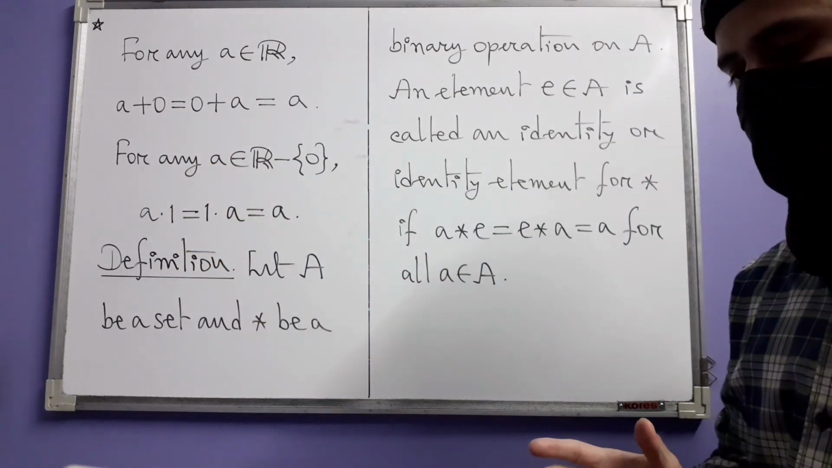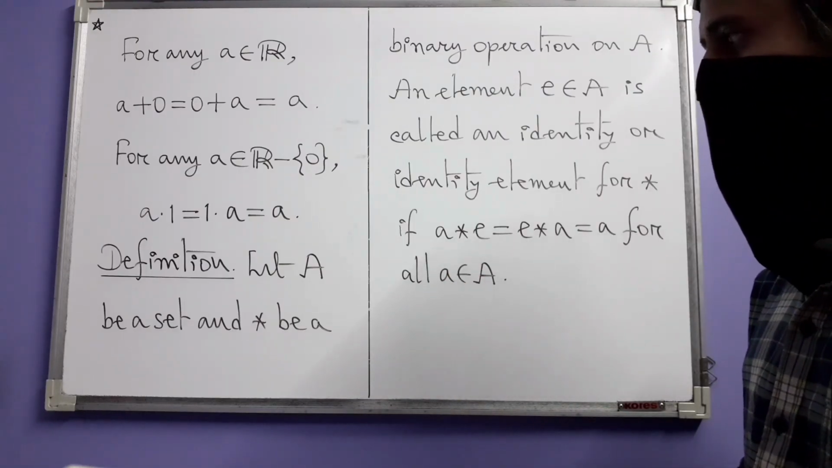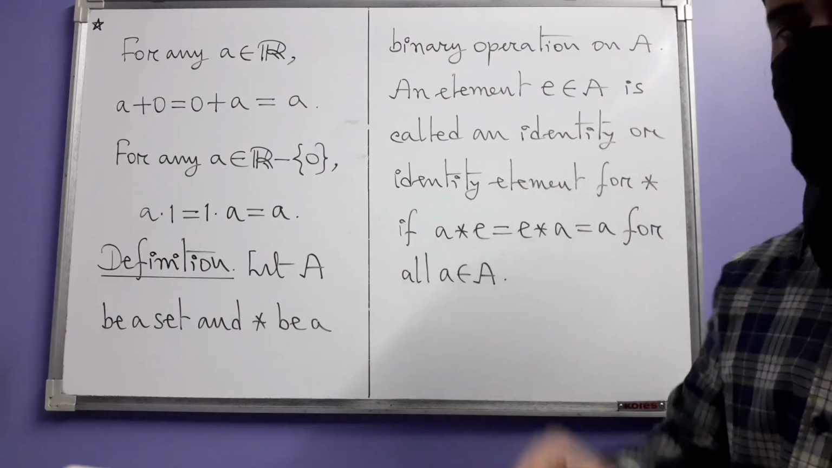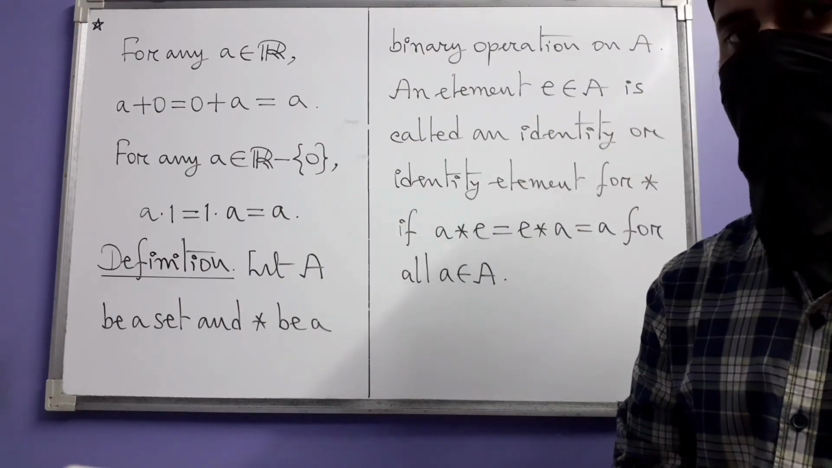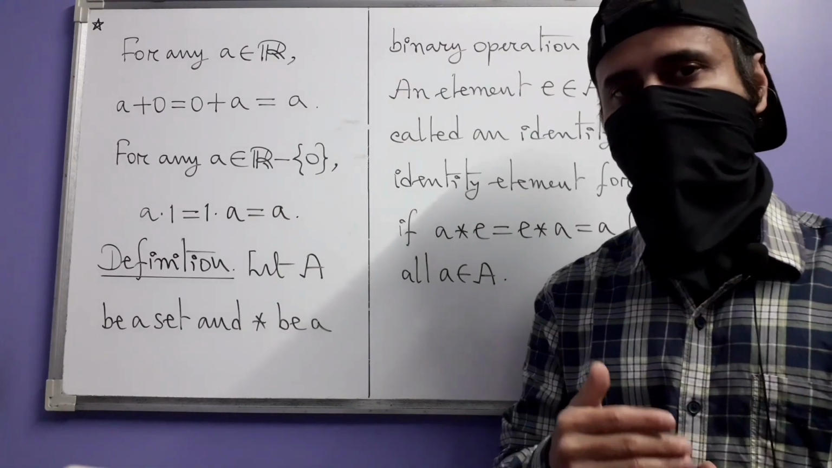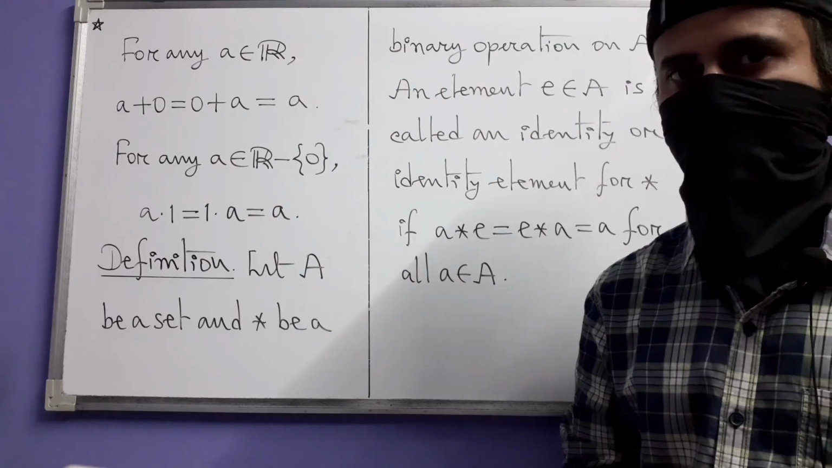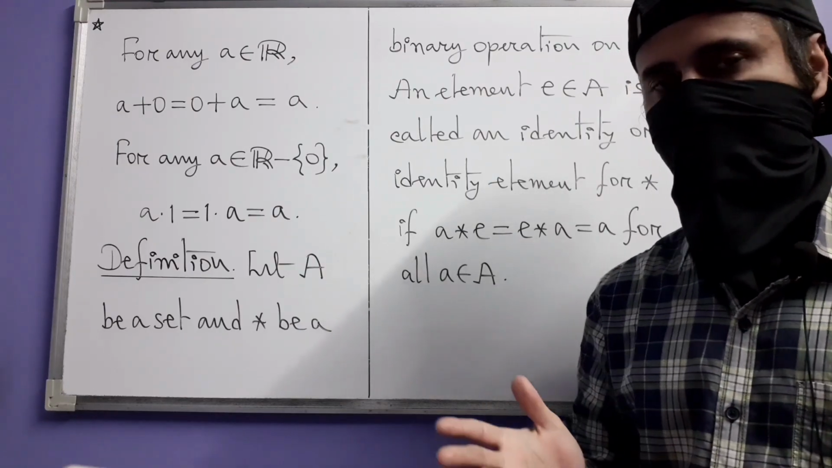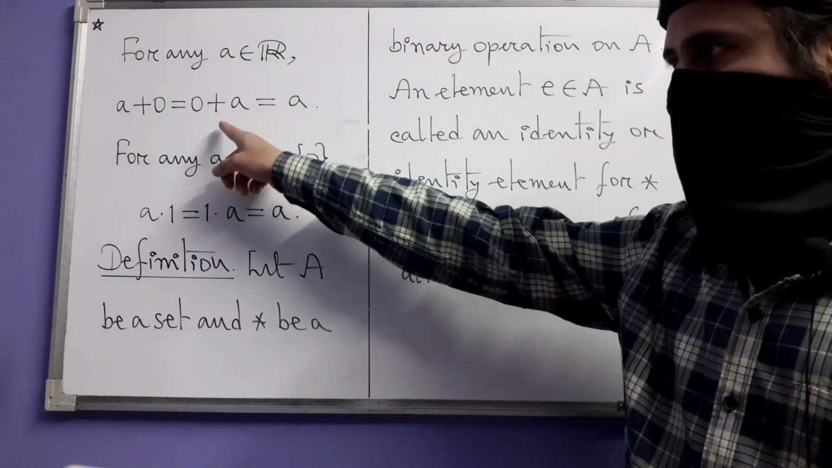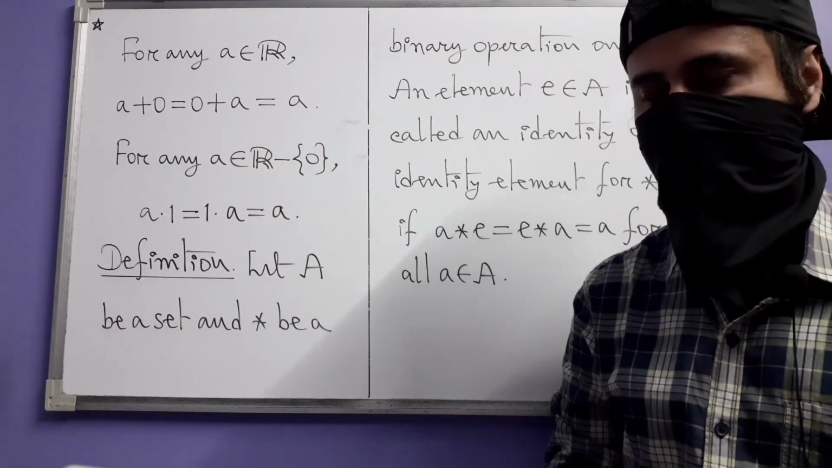Now, there is something about this definition that you should know. Given any binary operation, it's not necessary that such an element E will exist. That is one thing. And the other thing is that even when an E exists, there may be multiple such elements. So neither existence nor uniqueness is guaranteed. In these cases, they exist and they are unique, but that's not the case always.